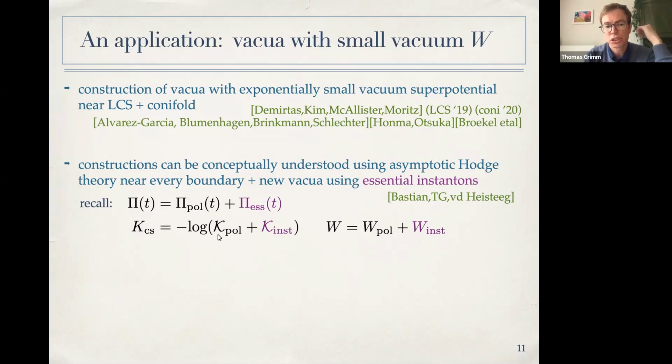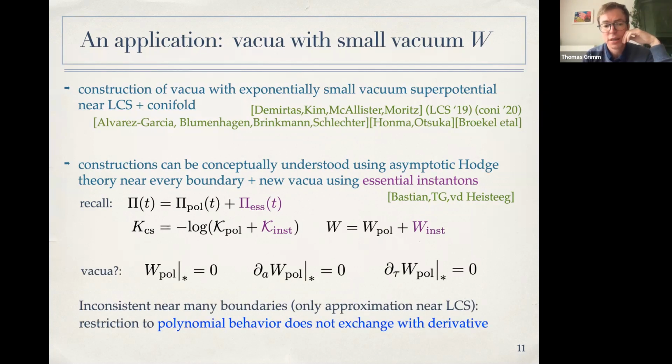In any case, the strategy to construct such vacua is the following. You take your periods and split them into polynomial pieces and essential instanton corrections. You also split the Kähler potential and the superpotential accordingly. Remember, we can construct them explicitly. And then you look for vacua. The first idea you could have is to just look for polynomial vacua, and then what can happen is you get only exponentially suppressed corrections to this story. The fact is that this is not true, because taking derivatives and dropping exponentials does not commute. These essential instantons are essential because if you take derivatives, they become polynomial corrections at the lower level, so to say.